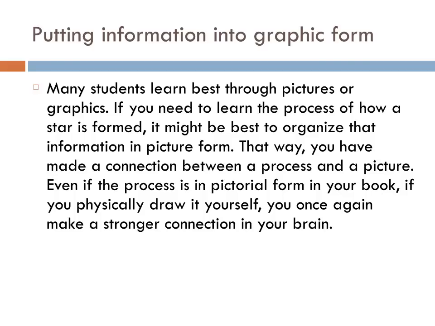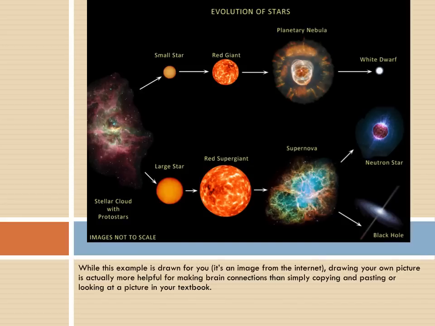So for example, maybe you are taking a class about astronomy and you need to memorize the evolution of a star. Well, in this example, we see a picture. I got this picture off the internet, but you as the student would draw the process out for yourself. This not only creates a connection between the physical act of drawing, but also the visual picture itself. So drawing out information in graphic form can be really helpful, especially for visual learners.